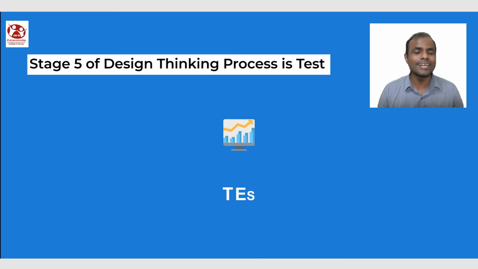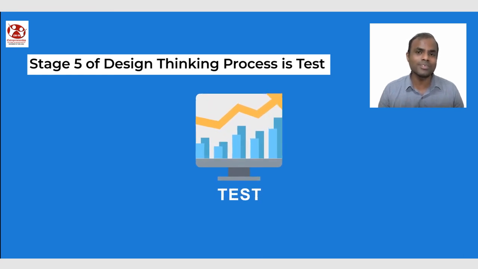Now, when you have a product mockup ready, remember not to spend a lot of time or a lot of money in making your product mockup. Make it as simple as possible and as inexpensive as possible, but ensure to keep all the required features in them. Now that you have your product mockup ready, it's time that you test your product with your probable customer or user. So the final stage of design thinking process, that is stage 5 of the design thinking process, is test.